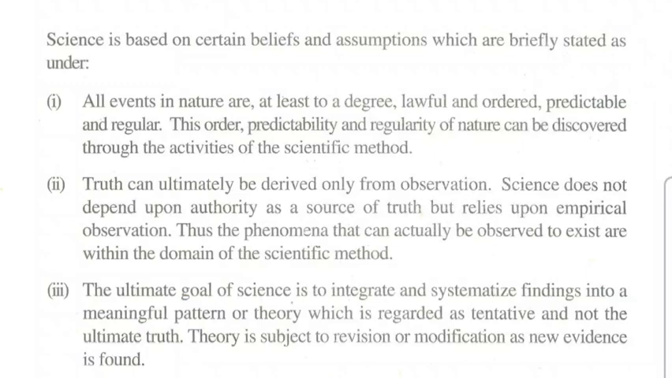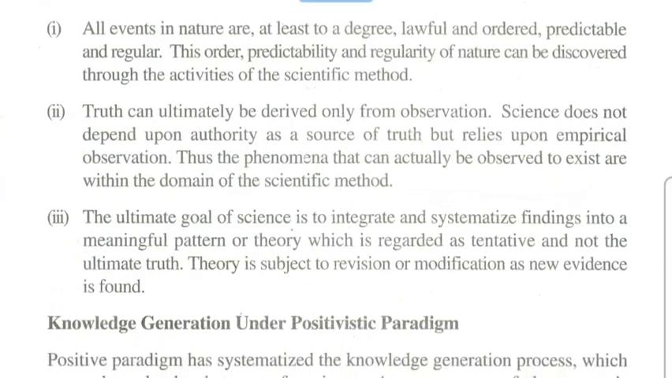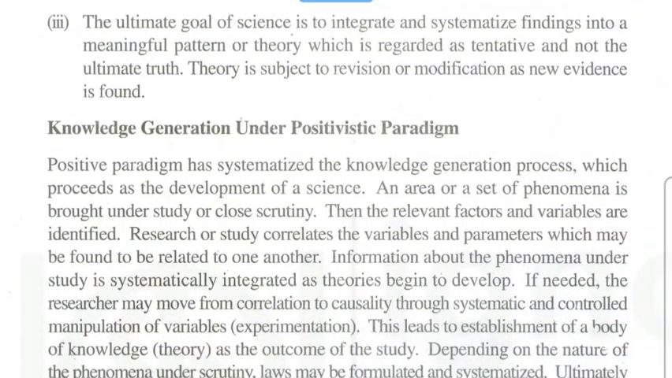Truth can ultimately be derived only from observation. Science does not depend upon authority as a source of truth, but relies upon empirical observation. Thus, the phenomena that can actually be observed to exist are within the domain of the scientific method. The ultimate goal of science is to integrate and systematize findings into a meaningful pattern or theory, which is regarded as tentative and not the ultimate truth. Theory is subject to revision or modification as new evidence is found.